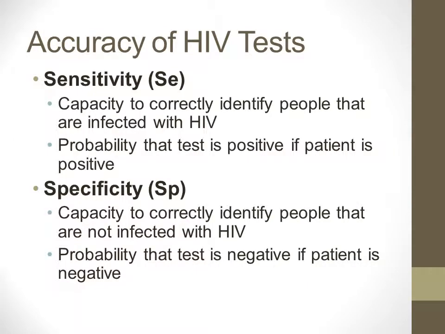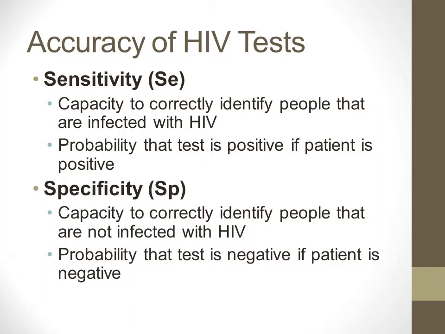If 2 out of the 3 tests read reactive, then we'll say the patient is HIV positive. So how accurate are HIV tests? We measure these by the sensitivity and the specificity. The sensitivity is the capacity for a test to identify patients who are infected with HIV. So it is the probability that a test will be positive if this patient is positive. And the specificity, on the other hand, is the ability for this test to identify patients that are HIV negative. So what is the probability that the test is negative if this patient is actually negative?